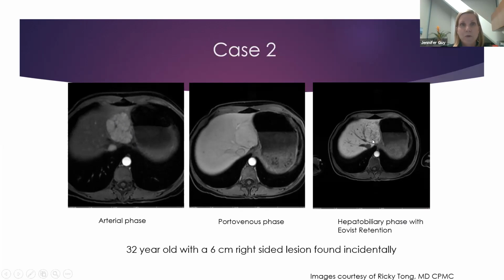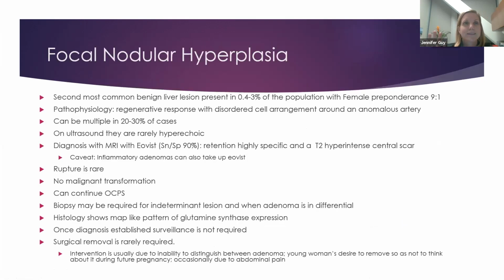So I will pause for a moment so you can say the answer in your head. You're right, it's a focal nodular hyperplasia. So the focal nodular hyperplasia is the second most common liver lesion, present in about 0.4 to 3% of the population, also with a female predominance, which is more on the order of 9 to 1.